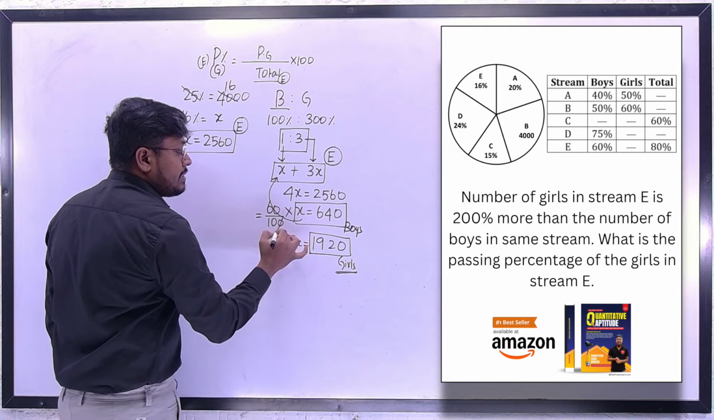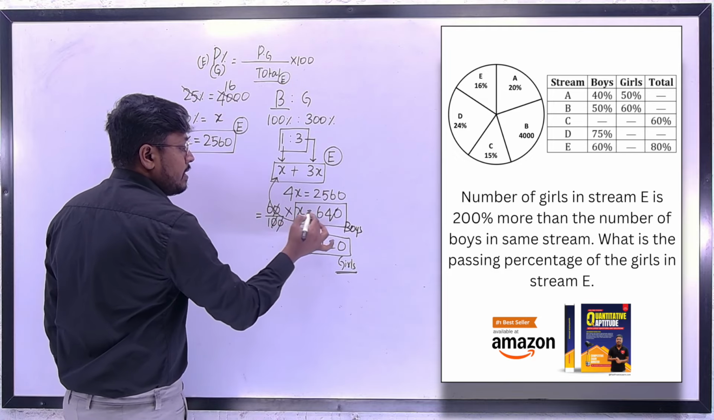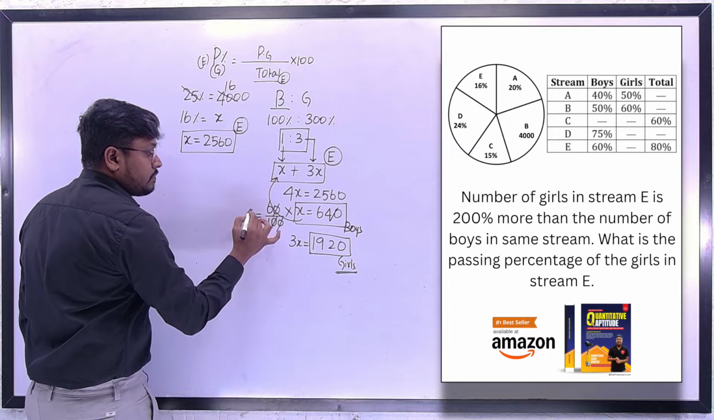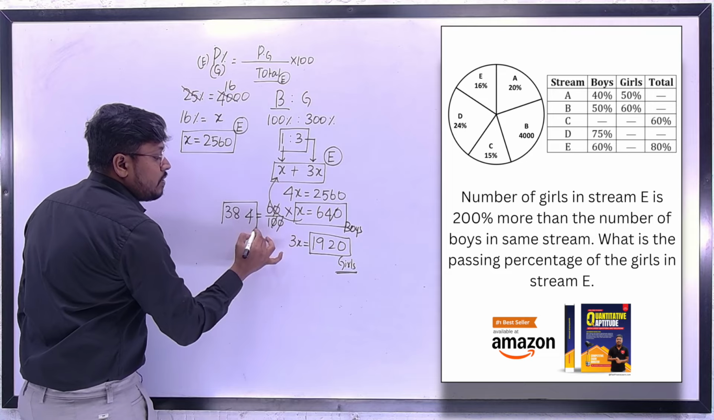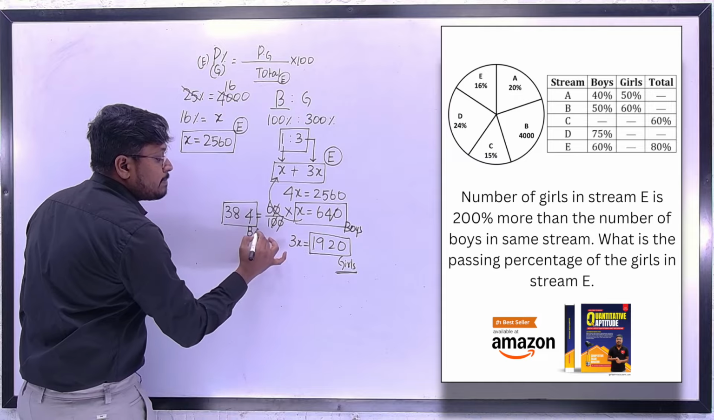So let's find what 60% is. Cancel the zeros. 6 times 4 is 24, and 6 times 6 is 36, plus 2 is 38. So 384. So 384 is the total number of boys passed.